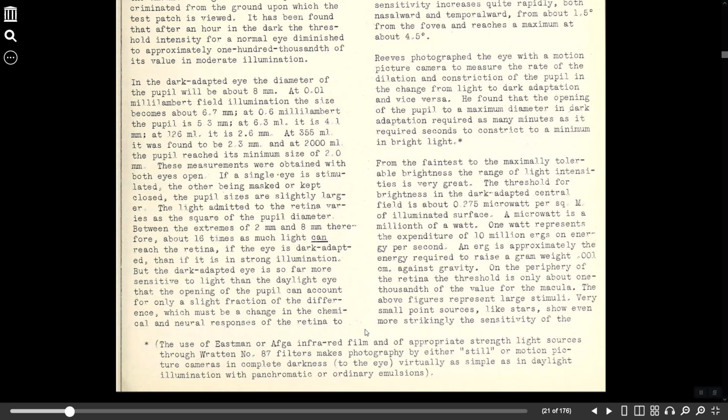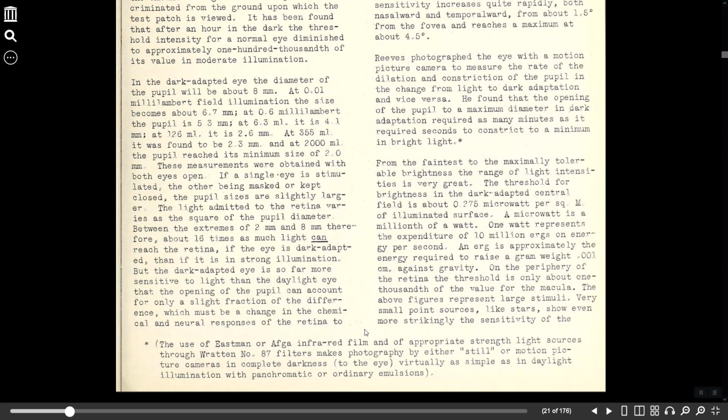The light admitted to the retina varies as the square of the pupil diameter. Between the extremes of 2 mm and 8 mm, therefore, about 16 times as much light can reach the retina if the eye is dark adapted than if it is in a strong illumination. But the dark adapted eye is so far more sensitive to light than the daylight eye that the opening of the pupil can account for only a slight fraction of the difference, which must be a change in the chemical and neural responses of the retina to light.